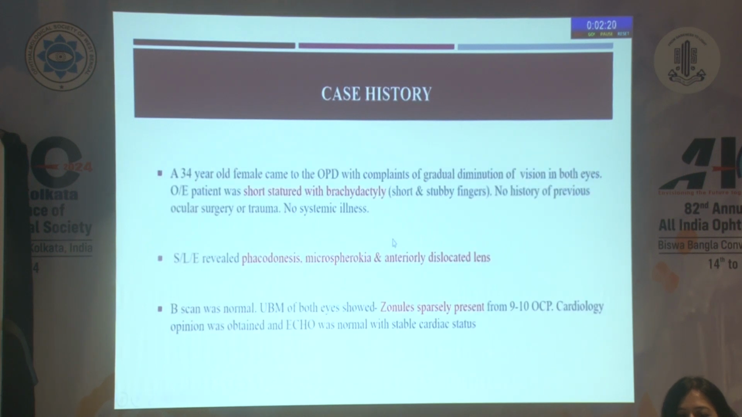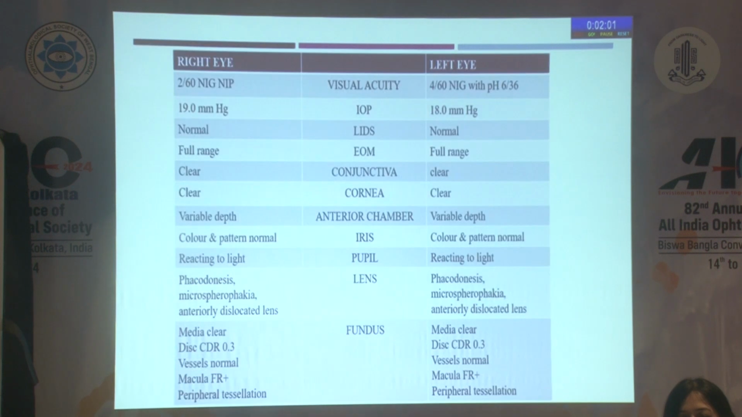A 34-year-old female came to the OPD with complaints of gradual diminution of vision in both eyes. On examination, the patient was short-statured with brachydactyly, with short and stubby fingers. Slit lamp examination revealed phacodonesis, microspherophakia, and anteriorly dislocated lens. B scan was normal. UBM showed zonules sparsely present.